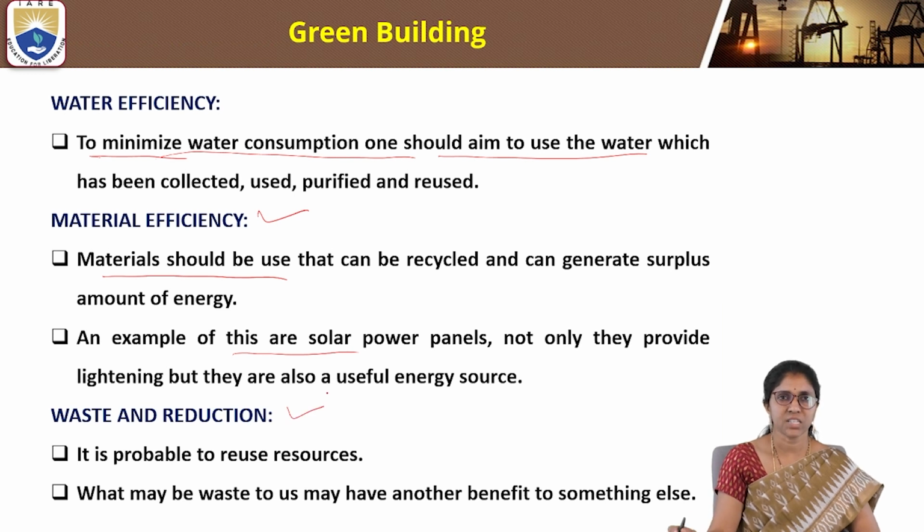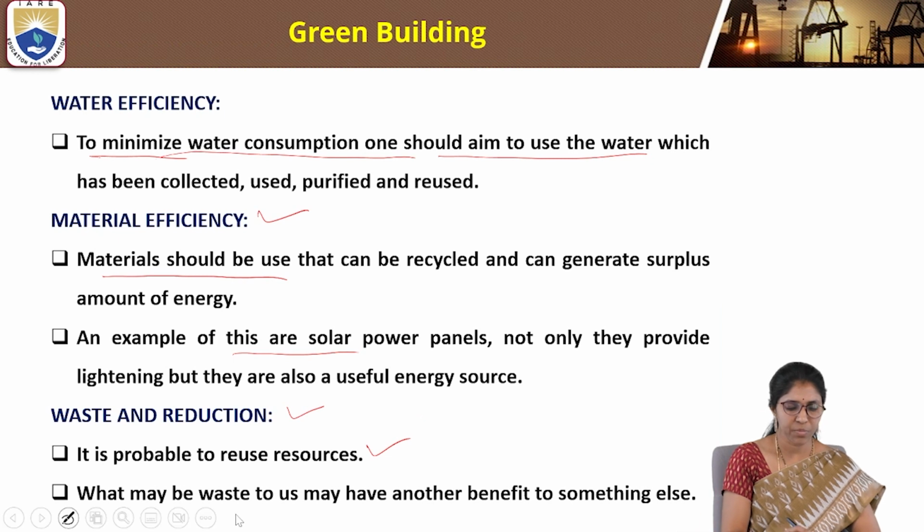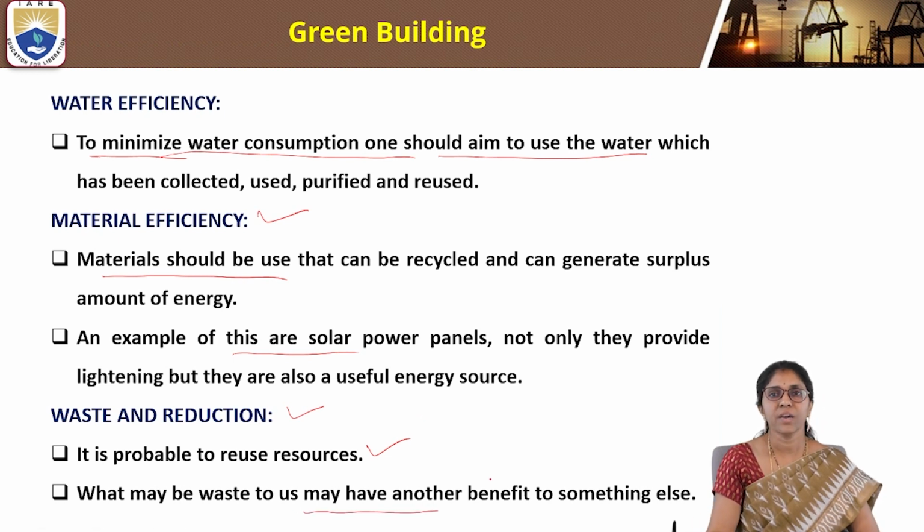Waste reduction: it is possible to reuse resources. What may be waste to us may have another benefit to something else. Waste and toxic reduction means we should reduce the toxic substances and solid waste from green buildings.